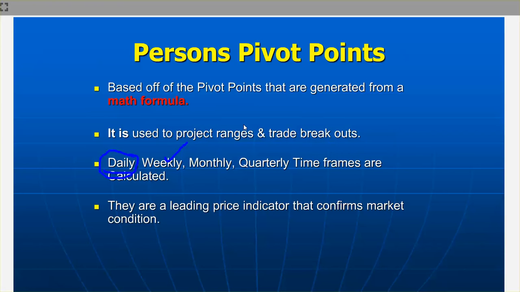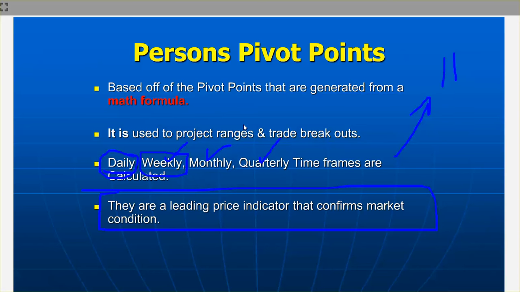So for me, in just the dynamics of how they work, they are what I consider a leading price indicator, and it helps confirm market condition. What I mean by that is if we're expecting a market to go up, if it's bullish, we would expect to see a potentially higher high and a higher low, correct?